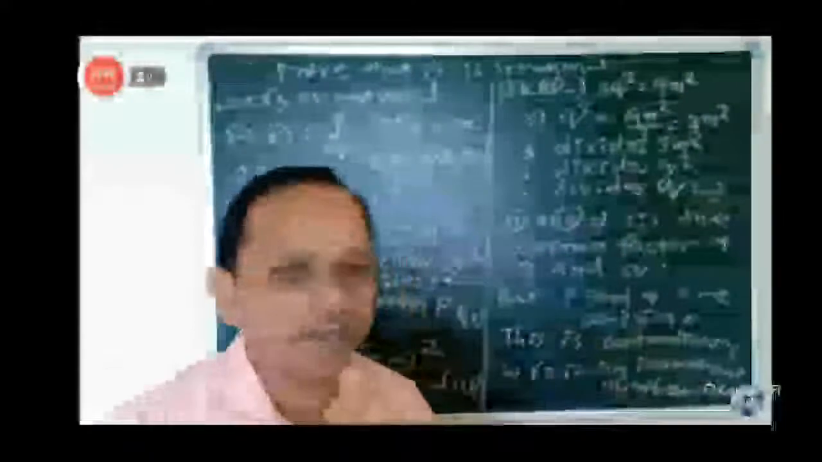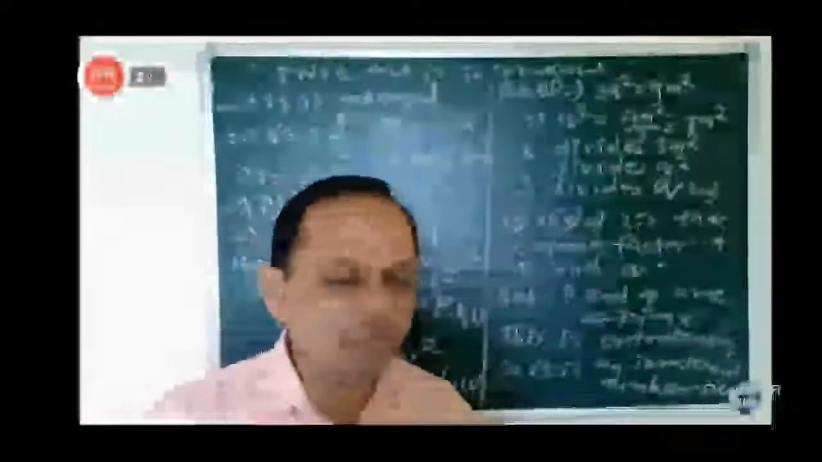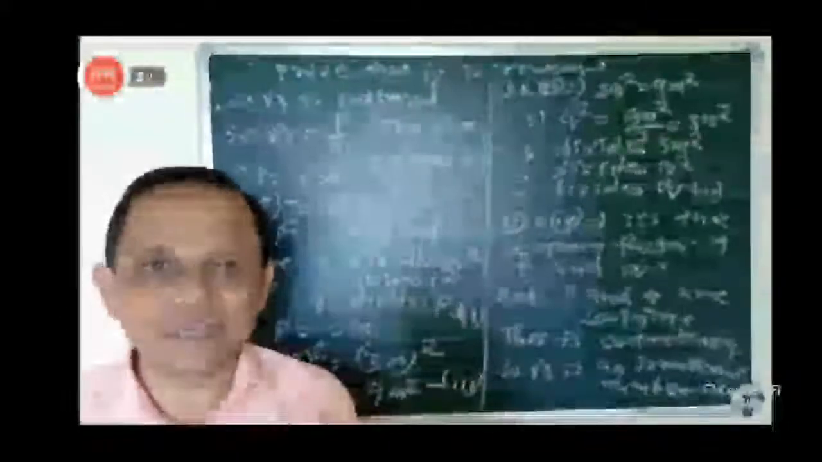In this way, you can find that root 5 is also irrational, and root 7 is also irrational. In this way, we can prove such numbers are irrational. We can prove root 3 is irrational, root 2 is irrational. This is the very simplest process, and all of you can understand it very easily. So next we proceed.